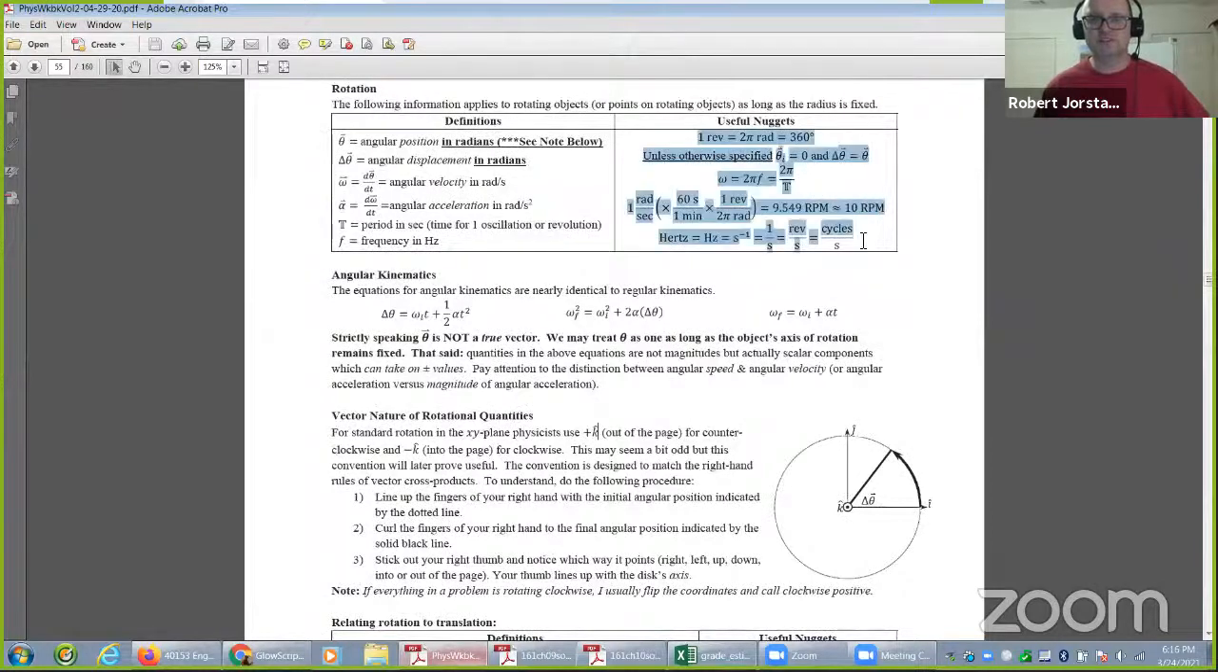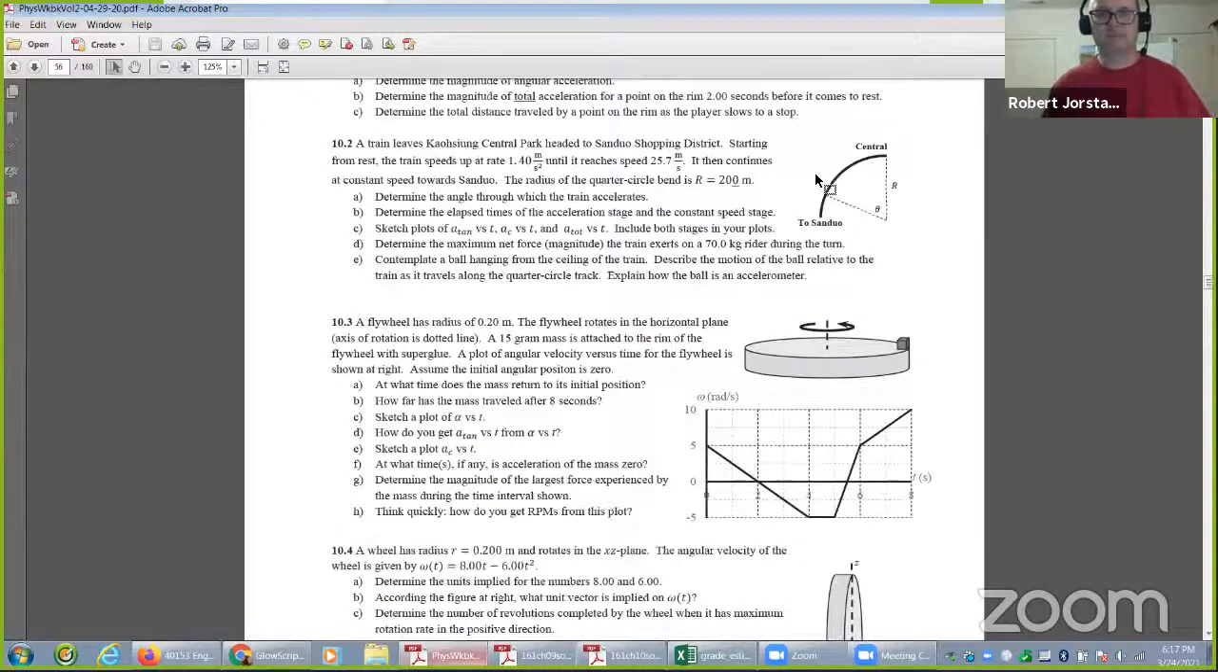Useful conversions, there's your nuggets. Hertz is sometimes used as 1/seconds, or revolutions per second, or cycles per second. RPMs, here's the conversion. If you need to convert radians per second to RPMs, notice 1 radian per second is about 10 RPMs. Omega, frequency, period, revolutions, 2 pi radians, things like that. If theta initial is 0, we're going to drop the delta. All right, let's do it.